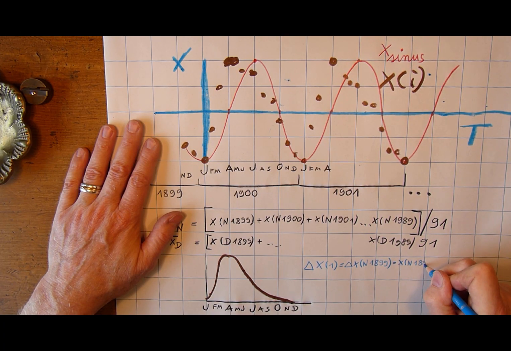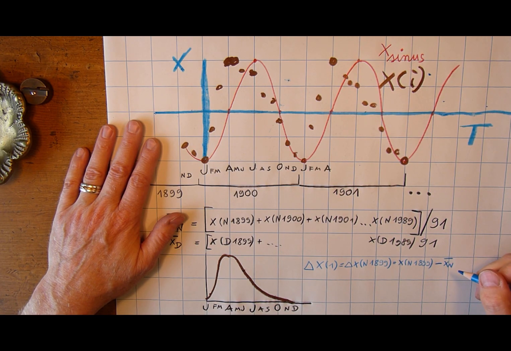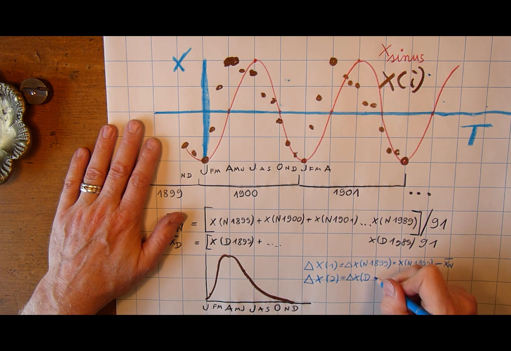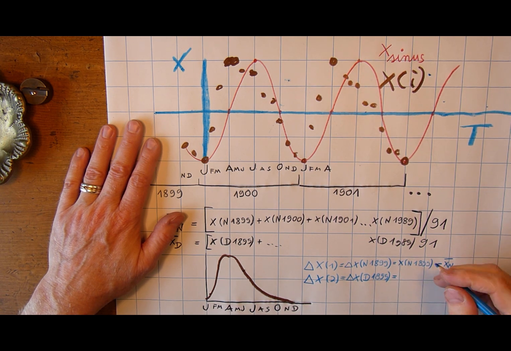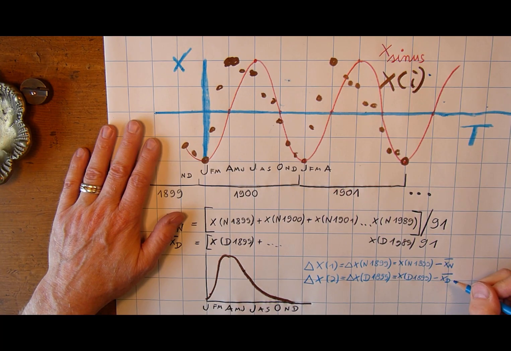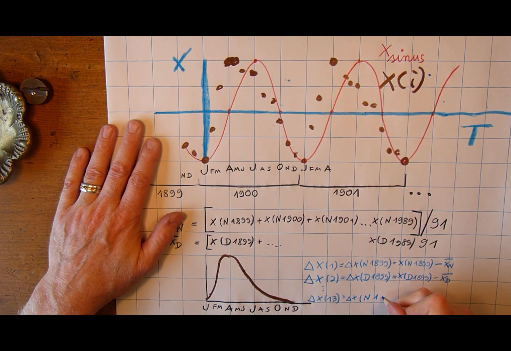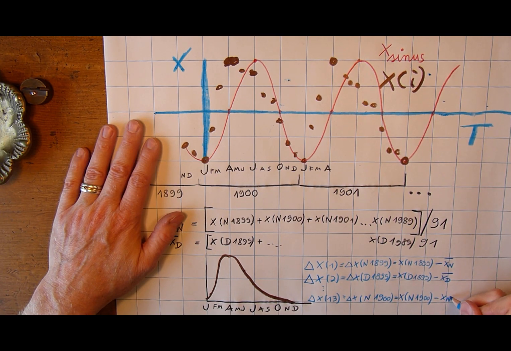Here I write down the anomaly values delta x for the point number 1, November 1899, and point number 2, December 1899, and then point number 13, which is November 1900, and so on. This goes till point number 1092, which is October 1990.